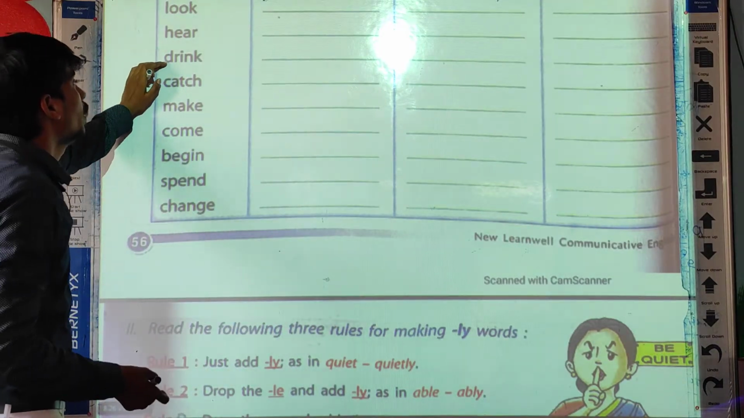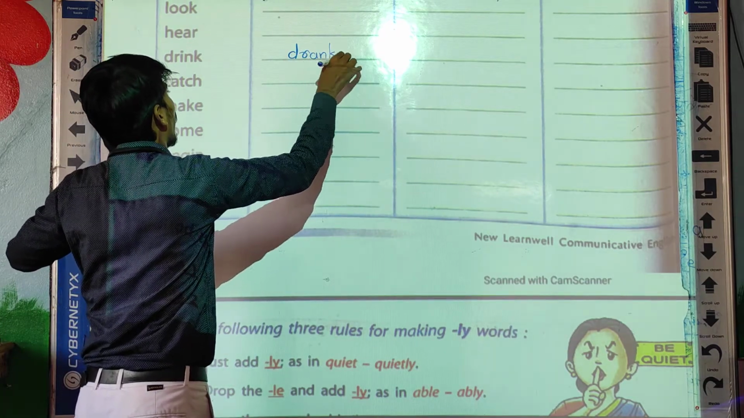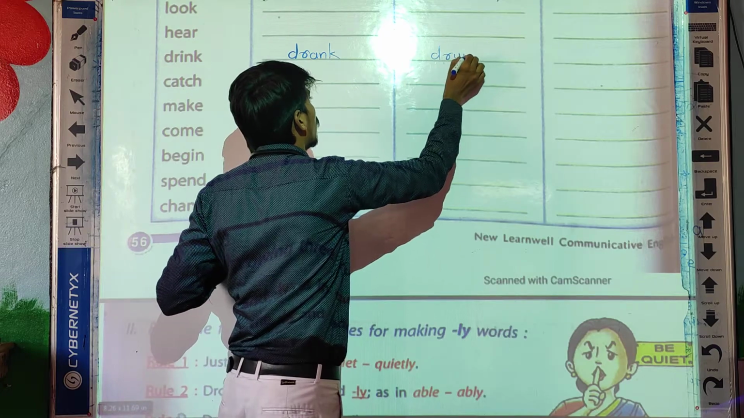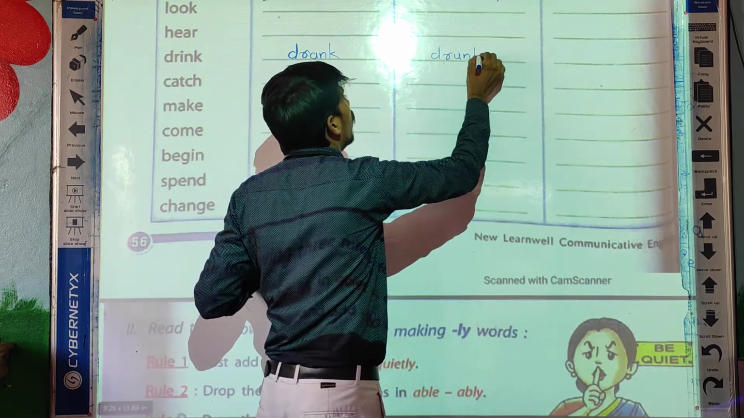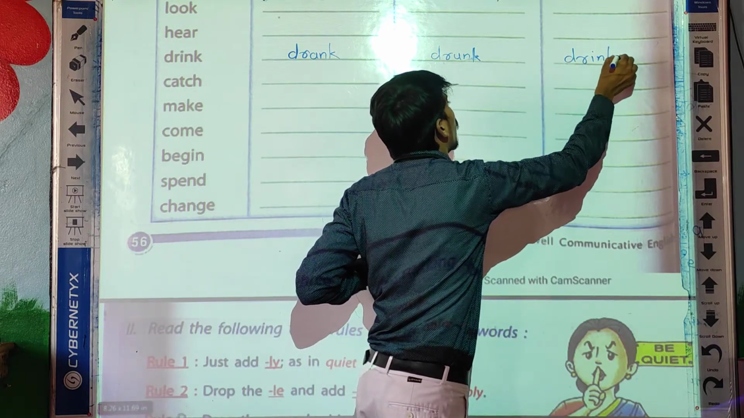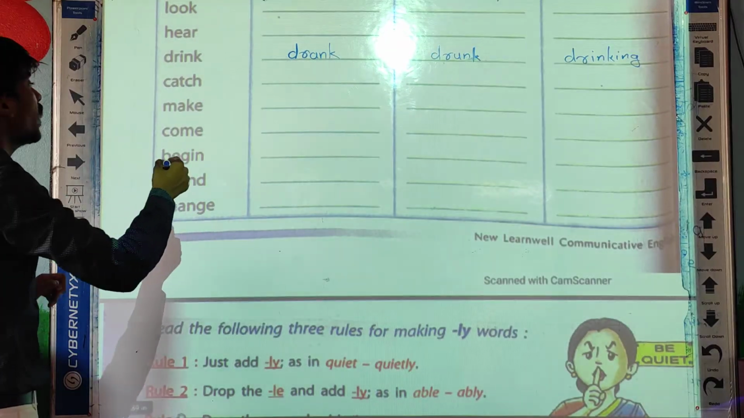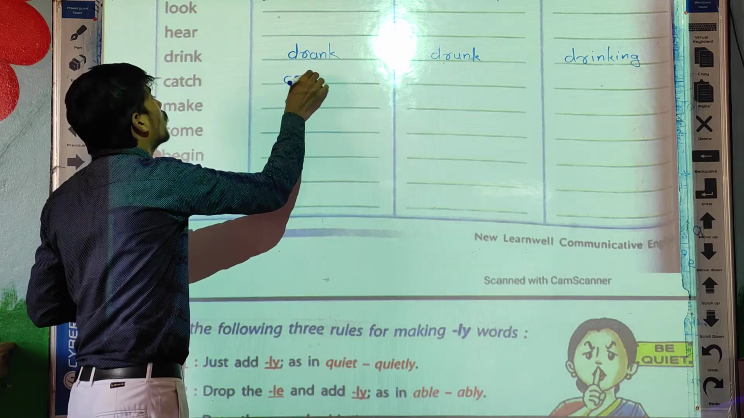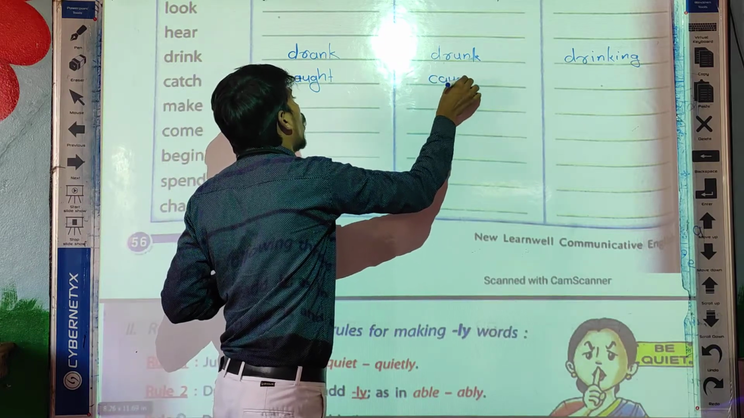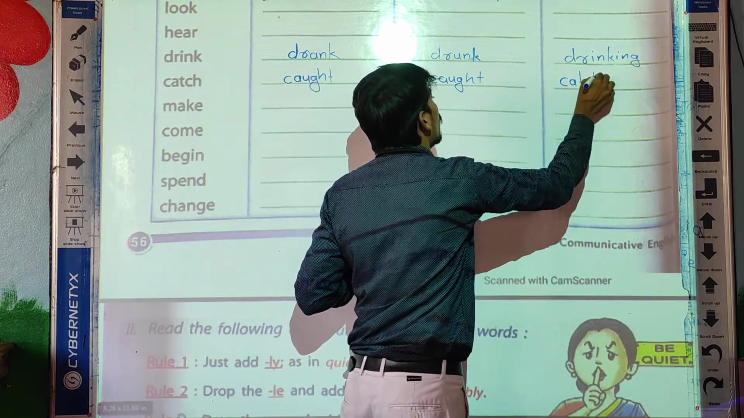So here we have written drink. Past of drink is drank. Past participle is drunk. And present participle is drinking. Got it? Next. Catch. Caught. Past participle also caught. And present participle catching.